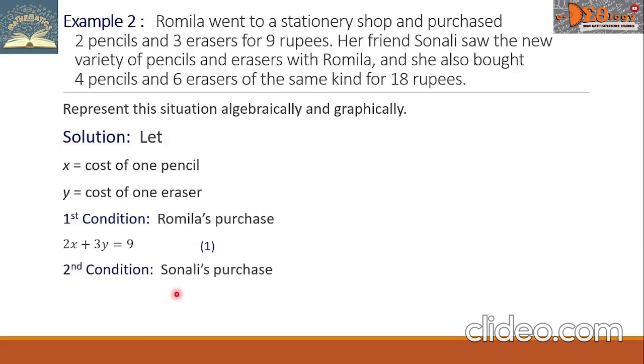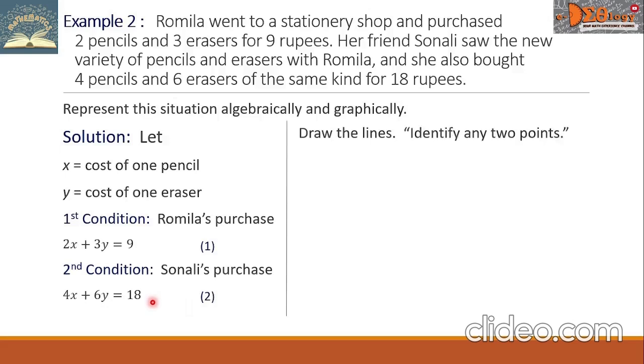Second condition is Sonali's purchase. Sonali bought 4 pencils and 6 erasers for 18 rupees. So we write 4x plus 6y equals 18. This is our equation 2. Now let us draw the lines. Let's identify any 2 points of each of the equations. Let's begin with equation 1.